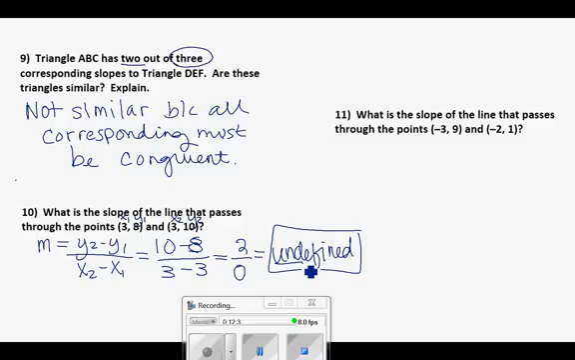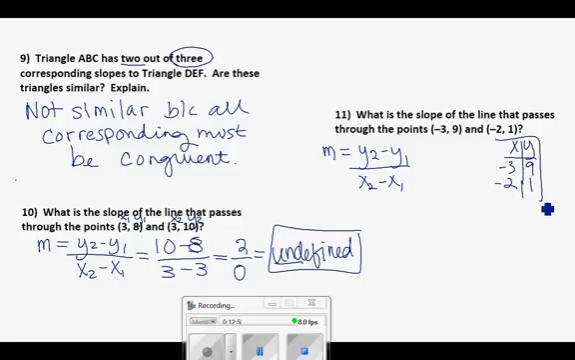Number 11. What is the slope of the line that passes through the points -3, 9 and -2, 1? We're going to use the formula again. And some of you like to make a table for this. -3, 9, -2, 1. And remember, we have to go in the same direction.